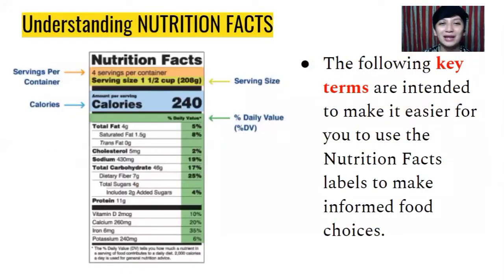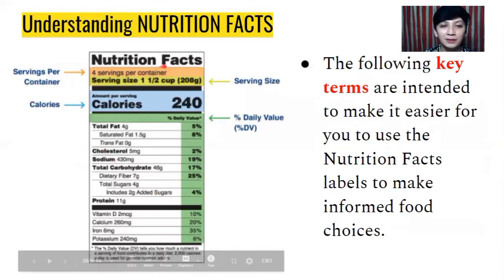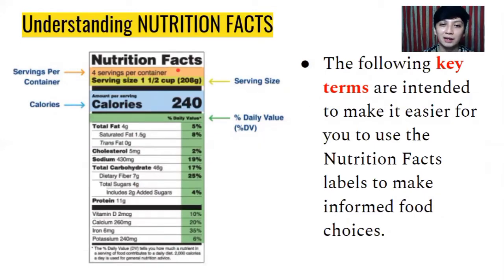Now, we are going to understand the nutrition facts here. We have here servings per container, highlighted with, I guess, a beige color. And then we have serving size, which is highlighted with a yellow color. And then calories highlighted with a light blue color. And then percent daily value. Meaning to say, these are the percentages of the daily value of each ingredient that is present in the food that you are going to take in.